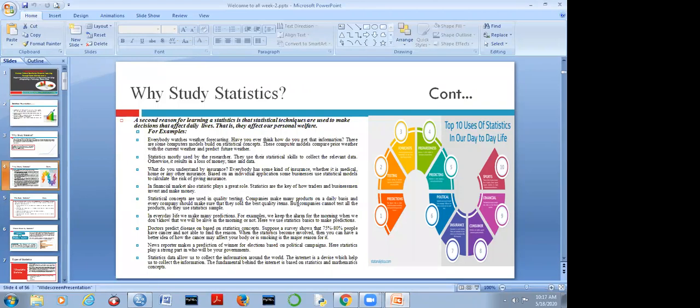So I have given some examples. I will discuss the examples so that you can get an overview of why we should study statistics, why statistics is important.